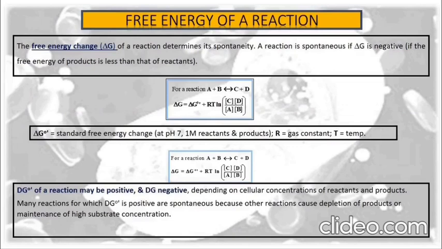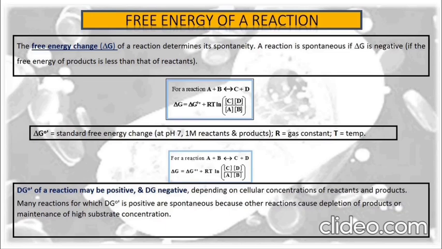Free energy of a reaction. The free energy change, that is the delta G of a reaction, determines its spontaneity. A reaction is spontaneous if delta G is negative. It is indicated by the following reaction where delta G is given as delta G naught plus RT ln of products by reactants. The delta G of a reaction may be positive or negative depending on the cellular concentrations of the reactants and products.